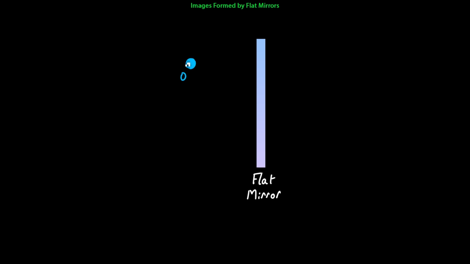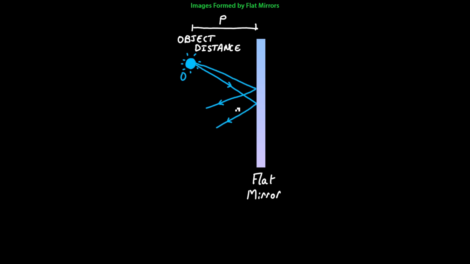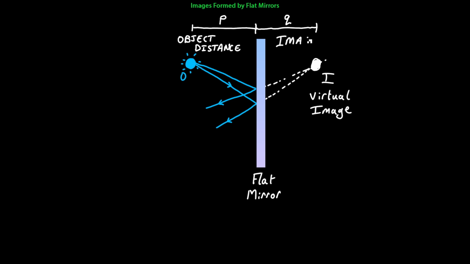So let's say we have a point source of light, a distance of p in front of a flat mirror. This distance p is called the object distance. And when light rays leave the source and are reflected from the mirror, if we trace these diverging rays backwards behind the mirror, they intersect at point I. Point I is the virtual image and is located at a distance of q behind the mirror. And we call this the image distance.